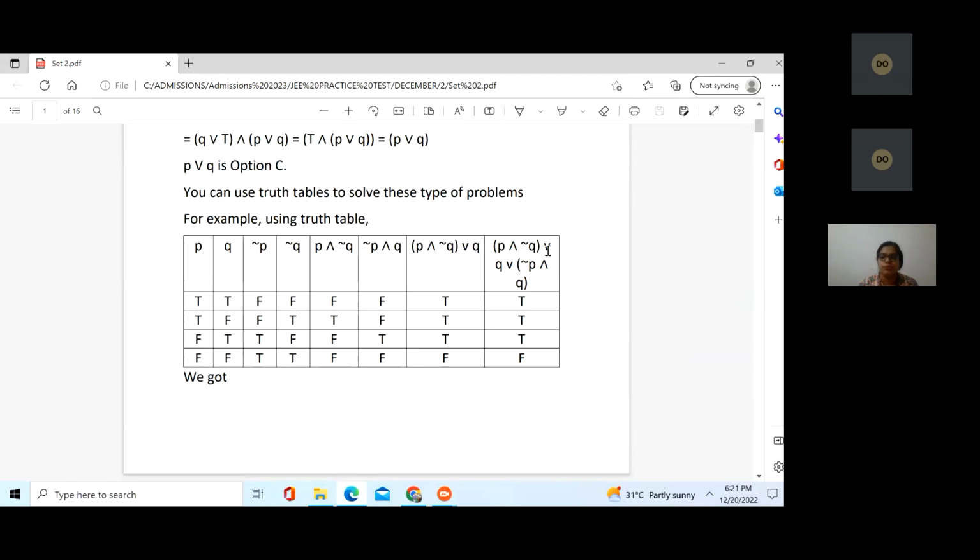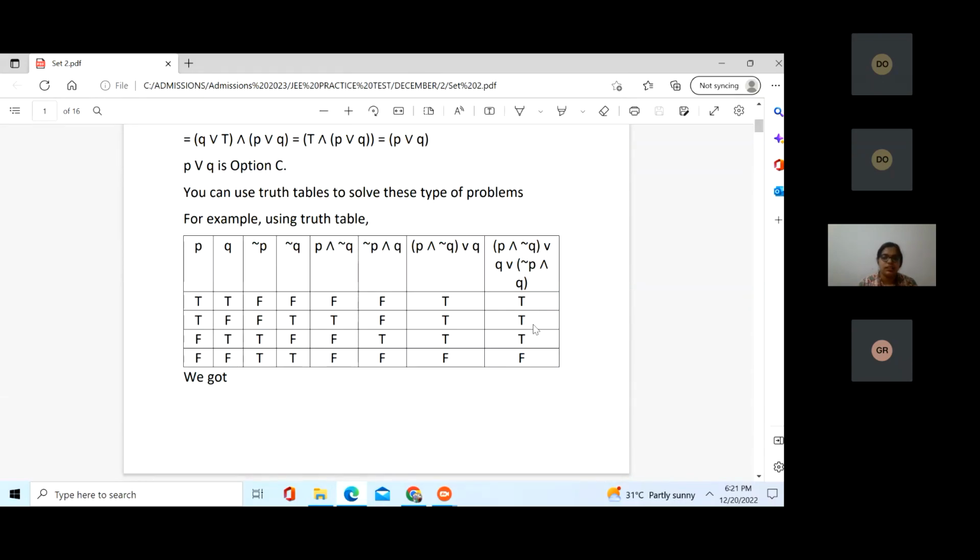Now I need to join the first term with the next term using an OR operation. So I'll perform an OR operation with the next term. So I got the final answer as this.